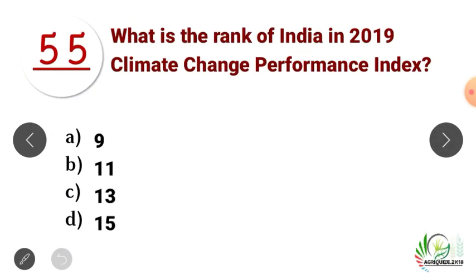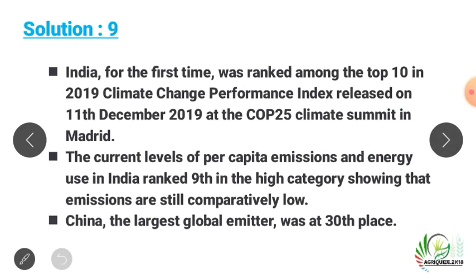What is the rank of India in 2019 Climate Change Performance Index? Here option A, 9th. For the first time, India was ranked among the top 10 in 2019 Climate Change Performance Index, released on 11th December 2019. China, the largest global emitter, was at 30th place.